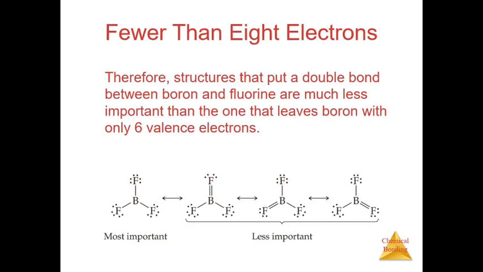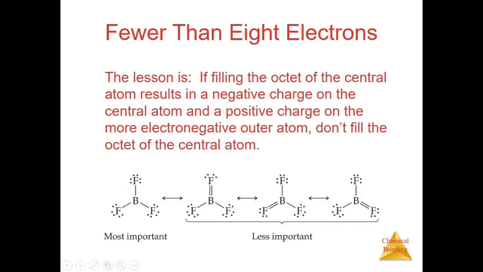So with this one, the most important structure is going to be what you see there on the left. Boron has 3 valence electrons. It can pair up with 3 more for a total of 6. Remember, each dash is 2, so it is happy with that structure. And then the lesson: if filling the octet of the central atom results in a negative charge and a positive charge on your more electronegative outer atom, then do not try to give it an octet on the central atom.